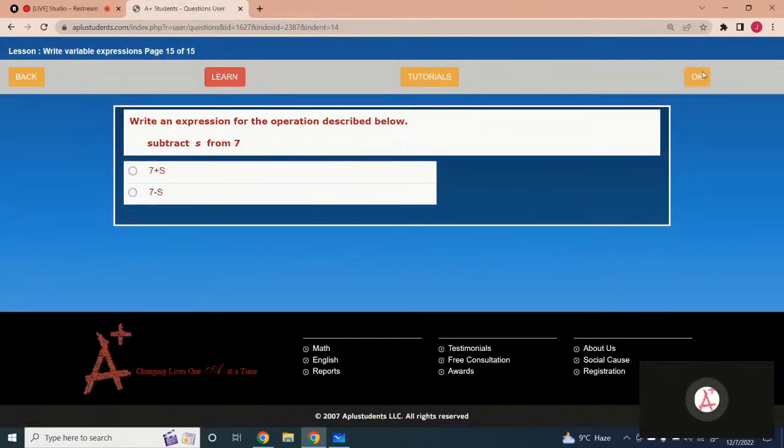Write an expression for the operation described below. Subtract S from 7. So which option is the correct one? The first one or the second one? It would be the second one. Got it? So we are done with the test.